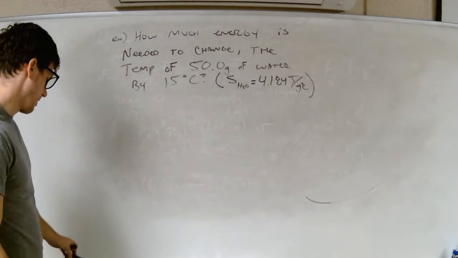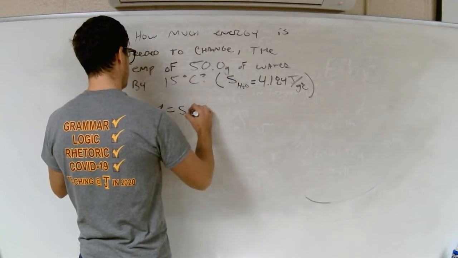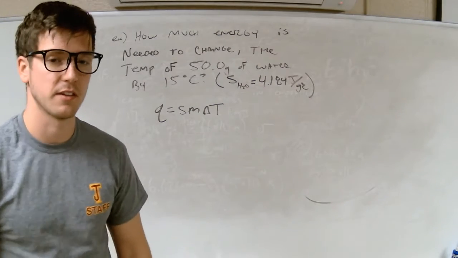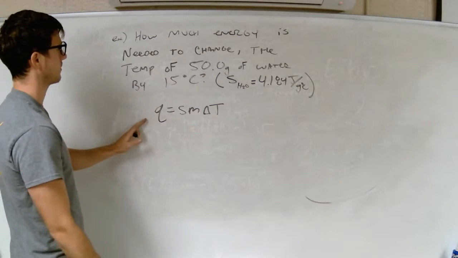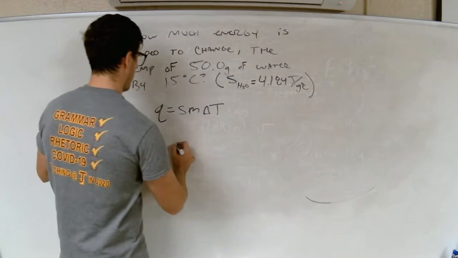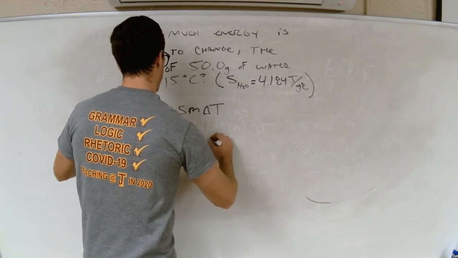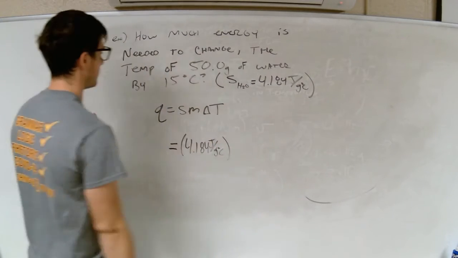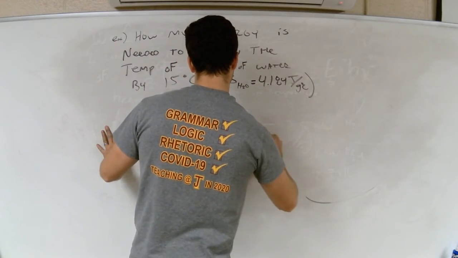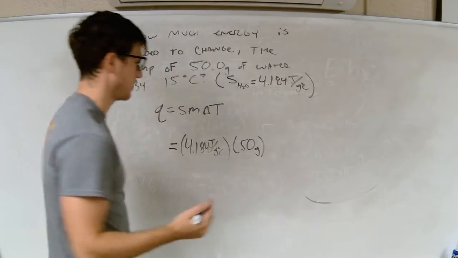Okay. So all this is that we have a Q-SMAT problem here. When you see specific heat, you're automatically thinking Q-SMAT. Q is the heat that we're looking for, or how much energy, so we're good. That's what we're looking for. So now we should just plug and chug. Specific heat of water is 4.184 joules per gram degree Celsius. M is mass, which is 50 grams. And delta T is change in temperature, which is 15 degrees Celsius in this case.